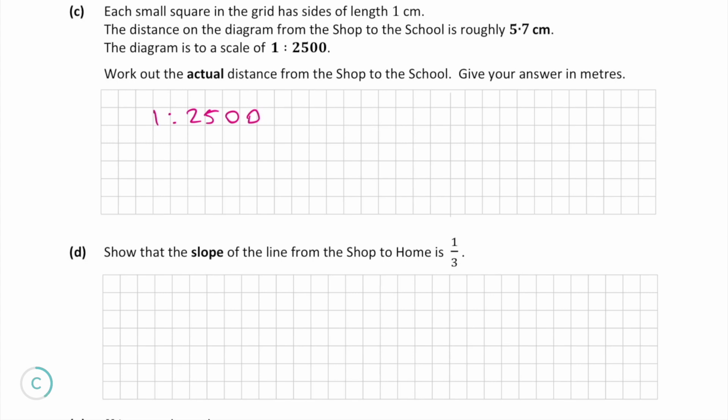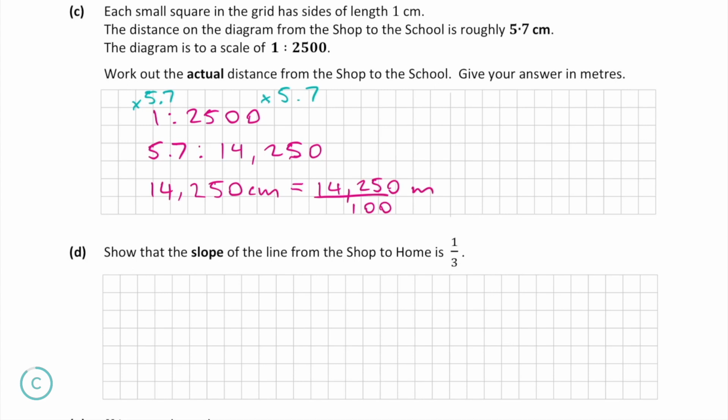Our scale is 1 to 2,500, and we have to work out what 5.7 centimeters is, so we can multiply the left hand side by 5.7, which means we also have to multiply the right hand side by 5.7 as well. This gives us the new ratio 5.7 is to 14,250. So this means that 5.7 centimeters on the diagram is 14,250 centimeters in real life. And to convert this from centimeters to meters, we divide it by 100, which gives us an answer of 142.5 meters.